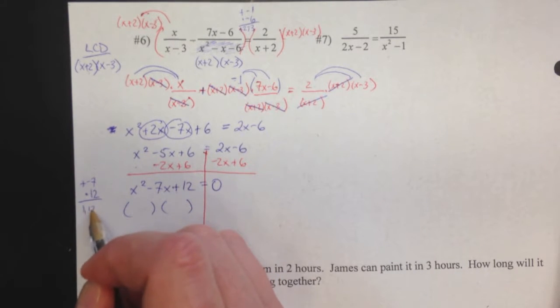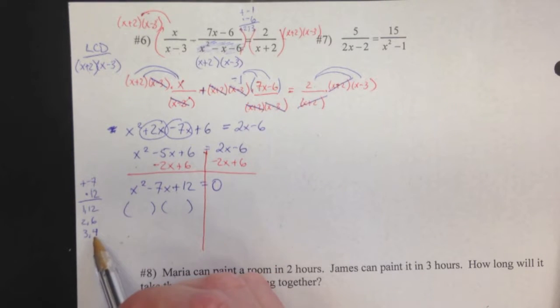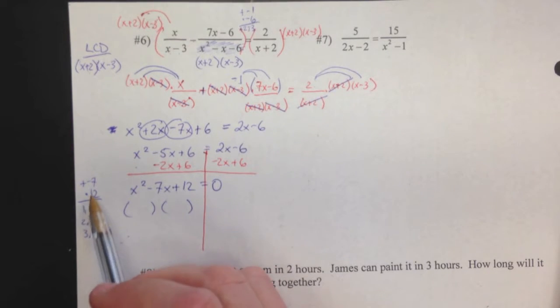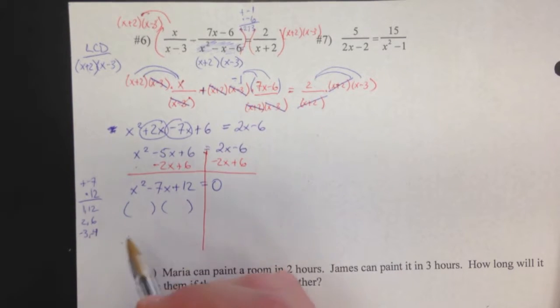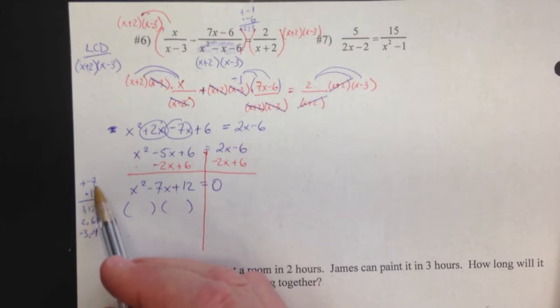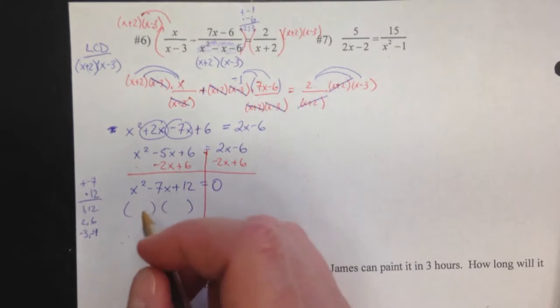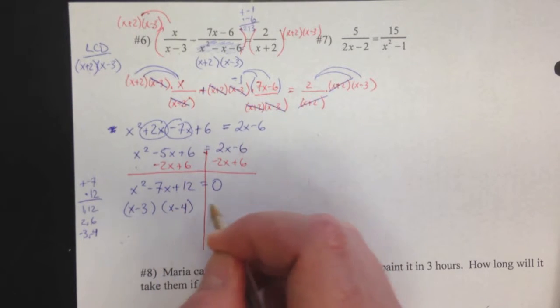Factors of 12 are 1 and 12, 2 and 6, 3 and 4. Now I need them to multiply to positive 12 and add up to negative 7. So I could do negative 3 and negative 4. Multiplies to positive, and negative 3 plus negative 4 is negative 7, so there's my winner. This is x minus 3 times x minus 4 is equal to 0.